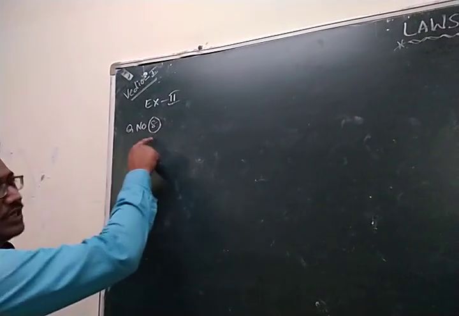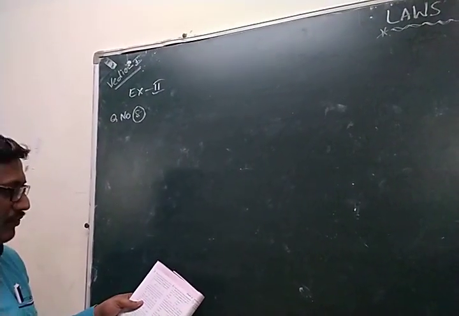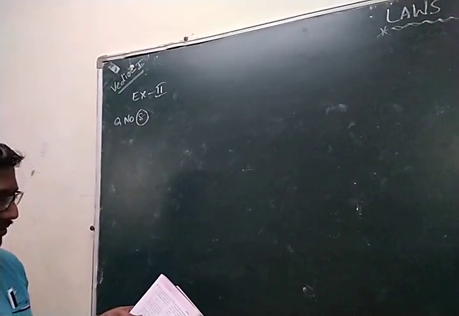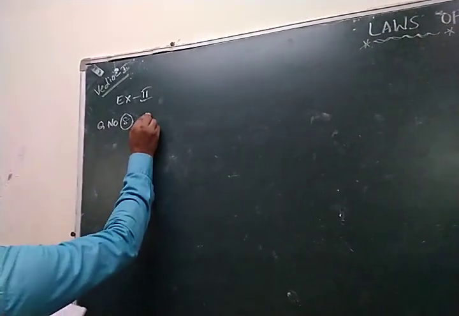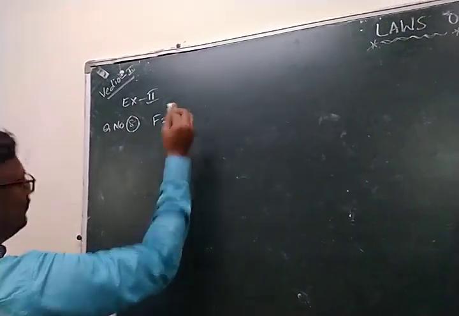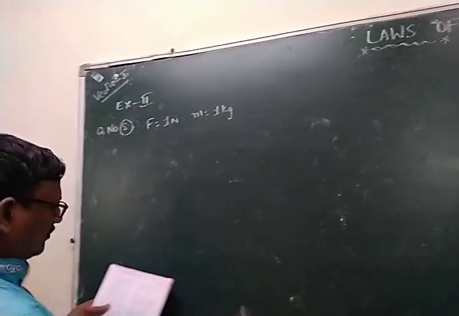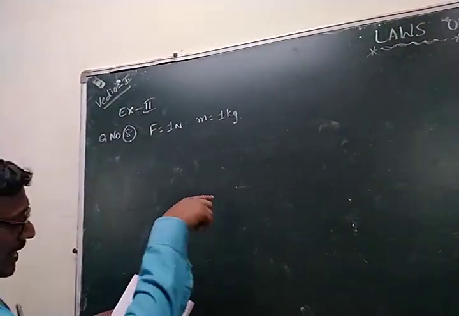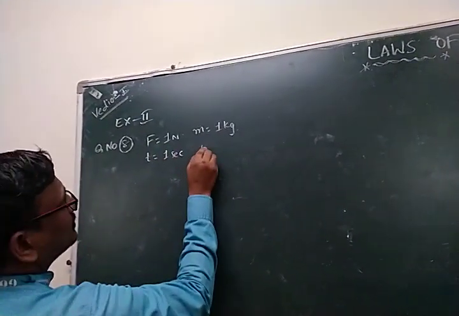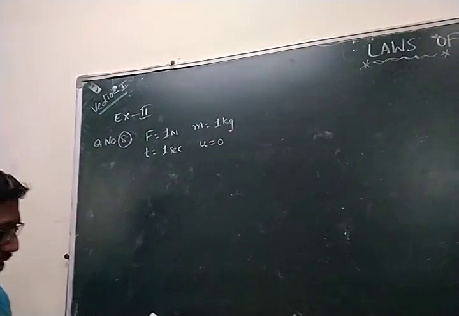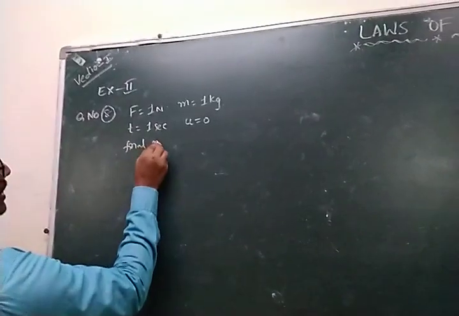Next, question number 8. When a force of 1 Newton acts on a 1 kg mass at rest for 1 second, its final momentum is P. Here the force F is equal to 1 Newton and the mass is 1 kg. The mass is at rest, for 1 second. The time is 1 second. At rest means initial velocity u is equal to 0.